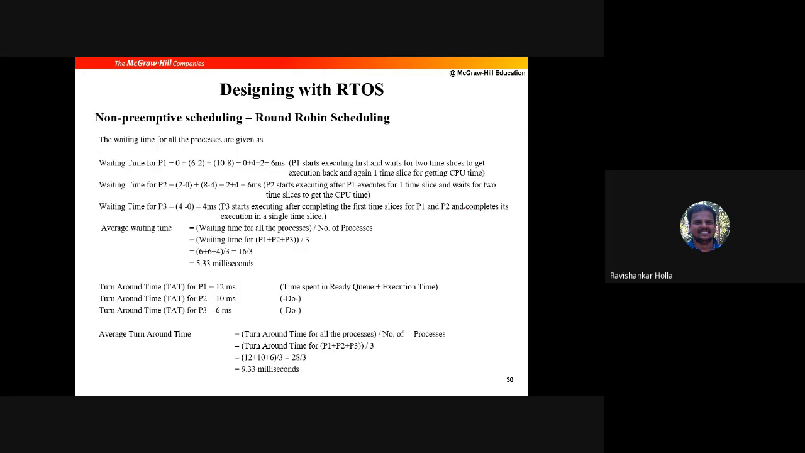Okay, moving on. But I'm sure that your average time, average waiting time and average turnaround time will be better because of one thing, preemption, and the other thing is that every task is given similar time slices.